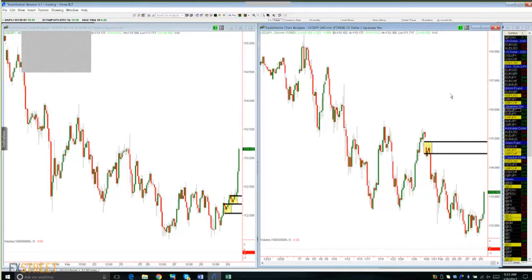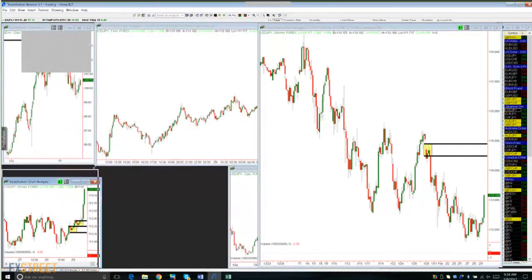Okay. So there's your demand, there's your supply in the yen. We can move on. Any questions about that? Okay, I think we're good to go here.